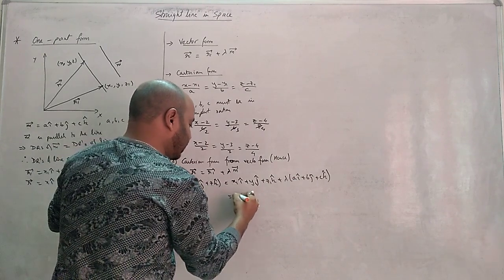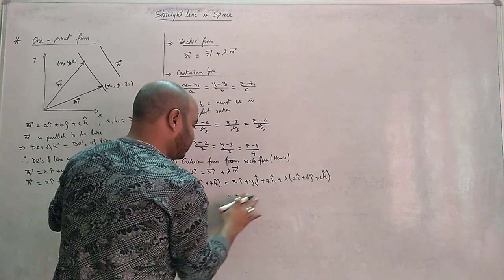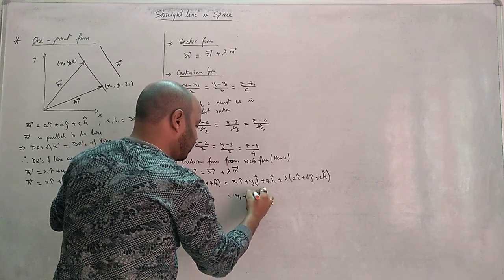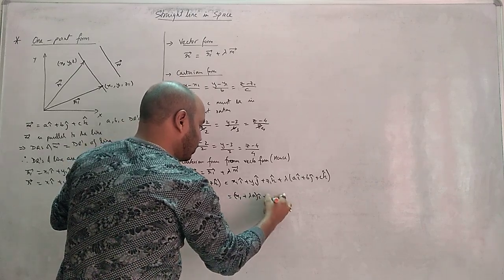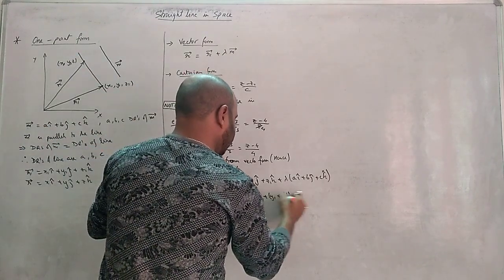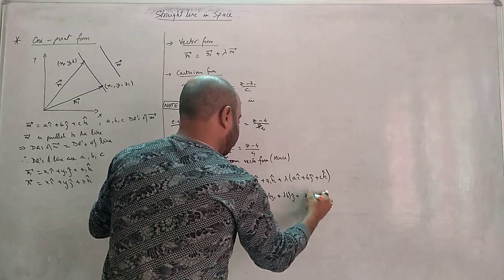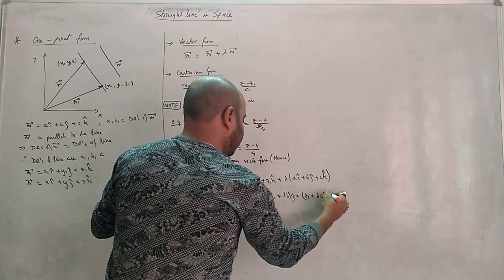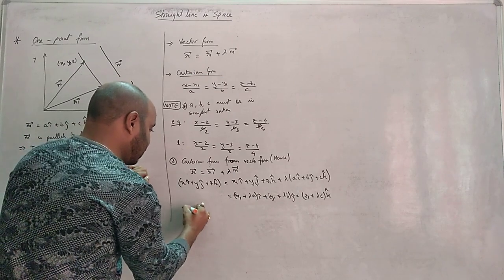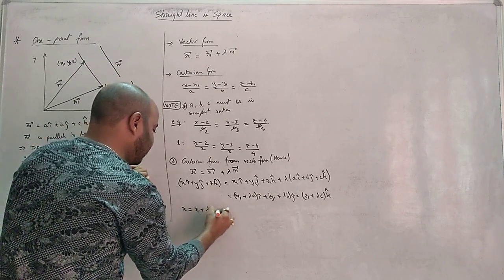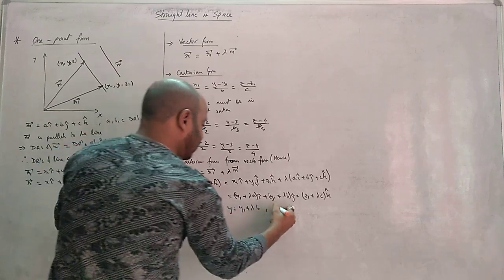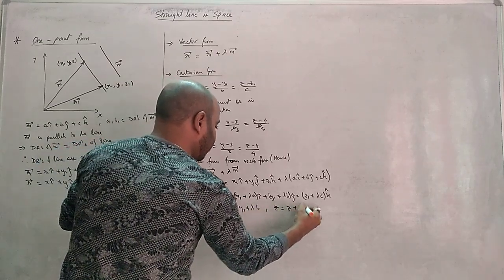So what do you do? You write like this: x1 plus lambda a into i cap, y1 plus lambda b into j cap, z1 plus lambda c into k cap. Now if I compare both the sides, I can write like this: x equals to x1 plus lambda a, y equals to y1 plus lambda b, and z equals to z1 plus lambda c.